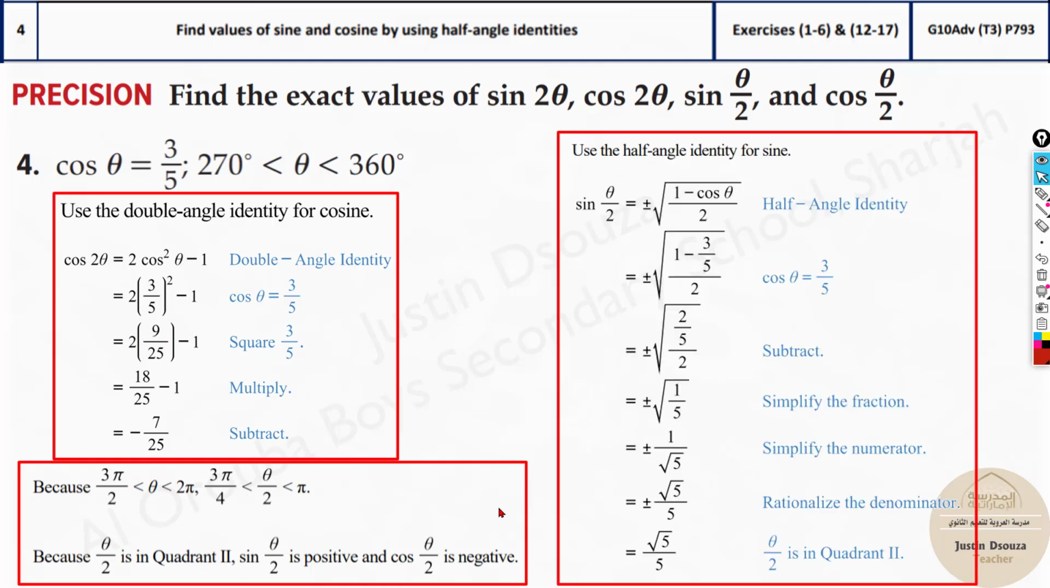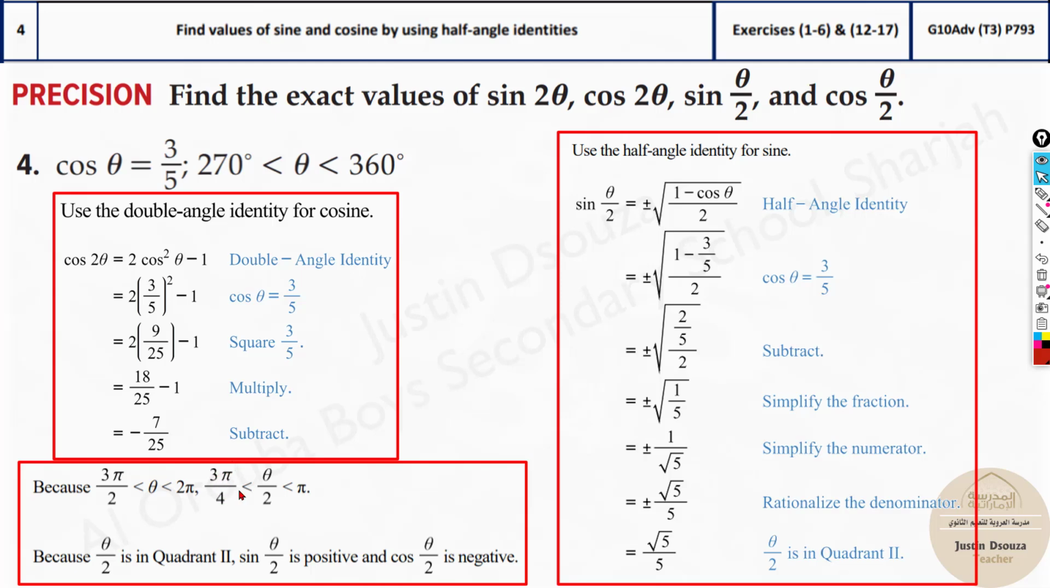Here, this is for half angle identity. You can easily do the same thing, divide both the sides by 2. And over here, we can see theta by 2 is in the quadrant 2. So for sine, it is positive, whereas cos, it's negative, because second quadrant. Now when you divide this by 2, what's the angle?